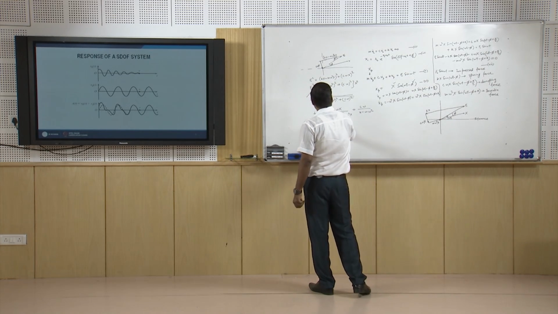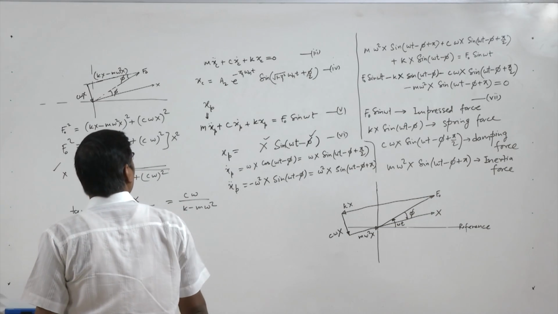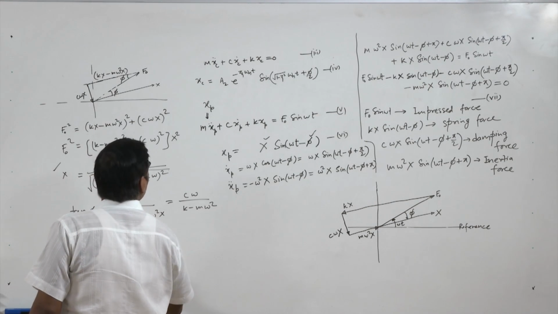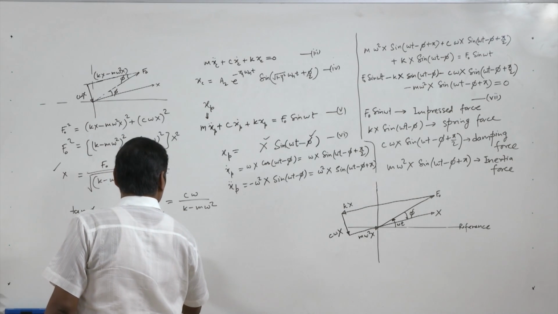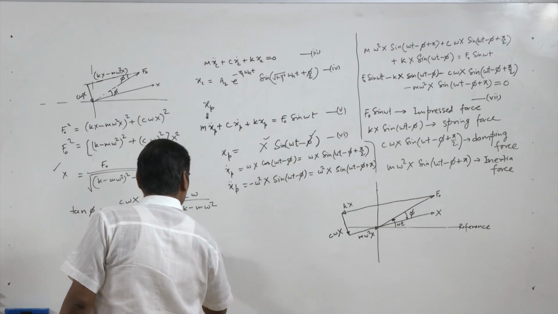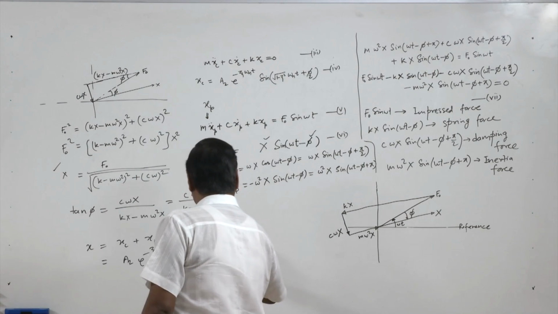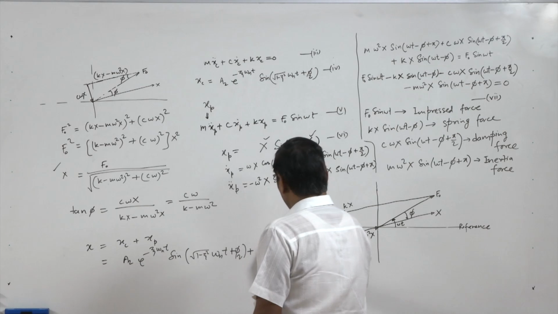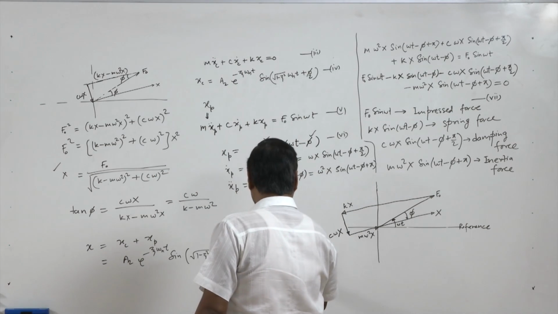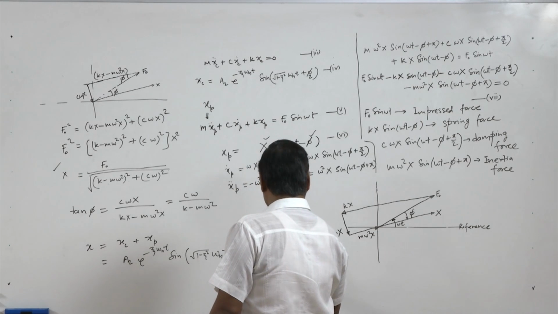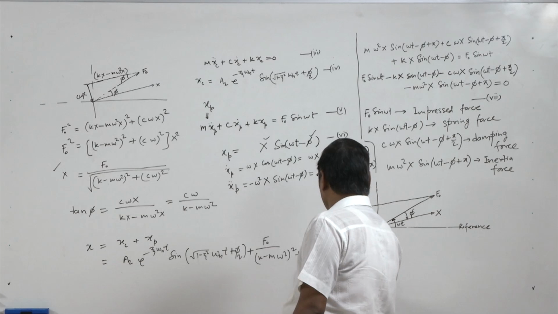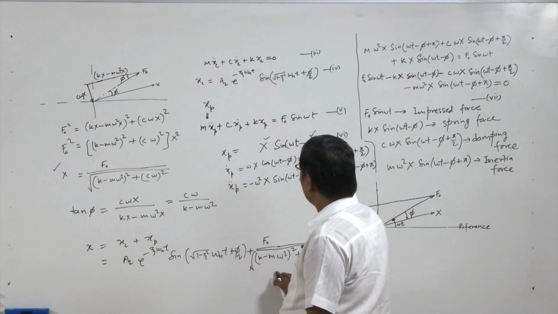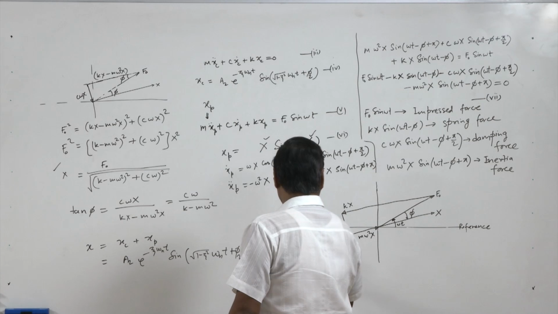So we have got x, we have got phi, because phi equals tan inverse of this. So the complete solution is x equal to xc plus xp, that is equal to a2 e power minus zeta omega n t sine of (root of 1 minus zeta square, omega n t plus phi 2) plus xp. Here xp is x sine of (omega t minus phi), and x is given by f0 upon the square root of ((k minus m omega square) whole square plus (c omega) whole square).